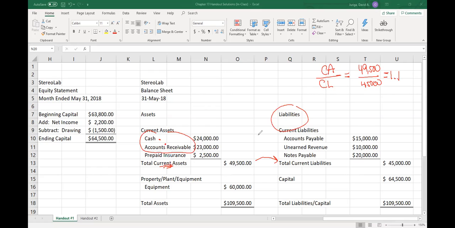But there are other ratios that are even more conservative. There's one called the quick ratio. And the quick ratio does the same thing here, but it leaves out prepaid insurance. It would only include essentially your cash.